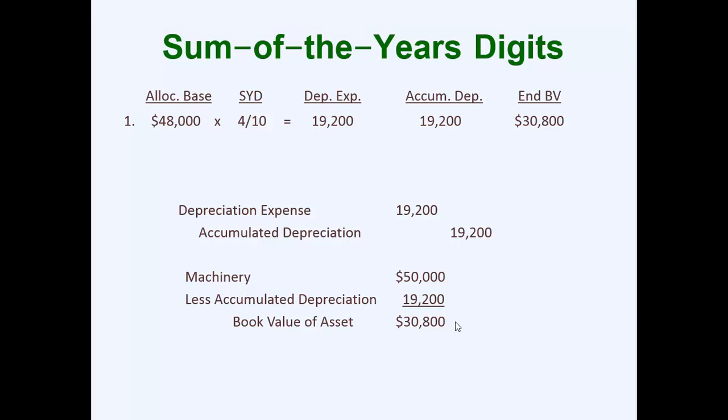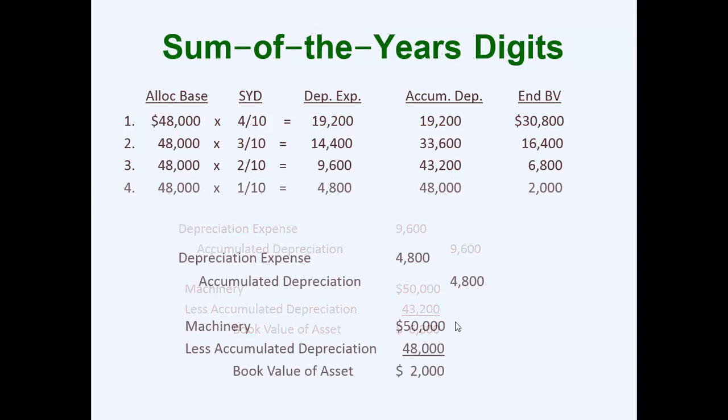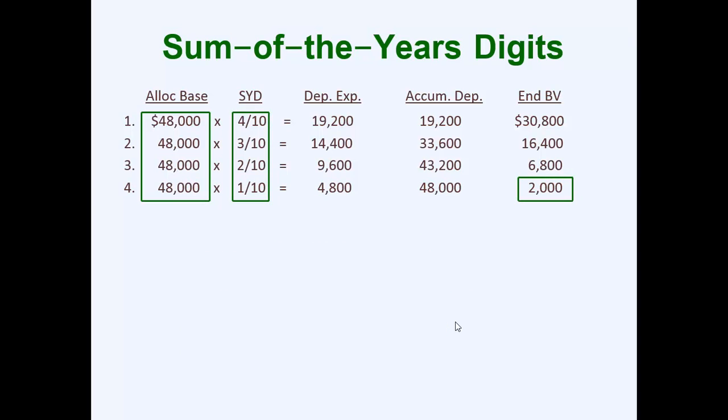So let's look at it year after year. The depreciation expense, and showing the balance sheet presentation. Year 2, it's declining. Notice it is accelerated, but it's not as accelerated as the double declining balance method. Now look at this. If you watched the prior video on the declining balance, we looked at what columns stayed the same and what changed.